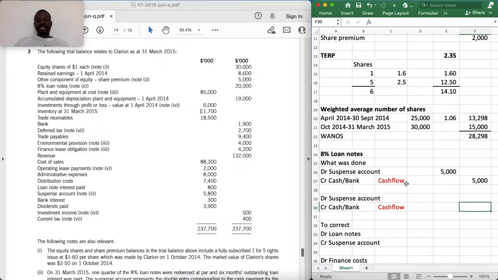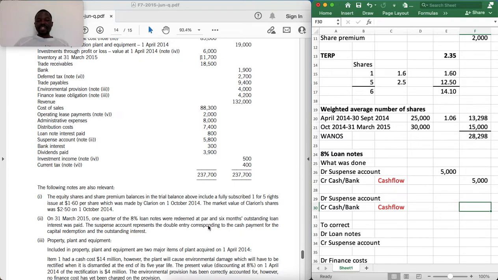Again, the interest, we are told here that the outstanding interest was for 6 months. So the loan note is what? It is an 8% loan note. So if we say 8% multiplied by 20,000 multiplied by 6 divided by 12, we get 800. So the accountant credited cash, which was correct, and debited in error the suspense account. So the suspense account has got how much?